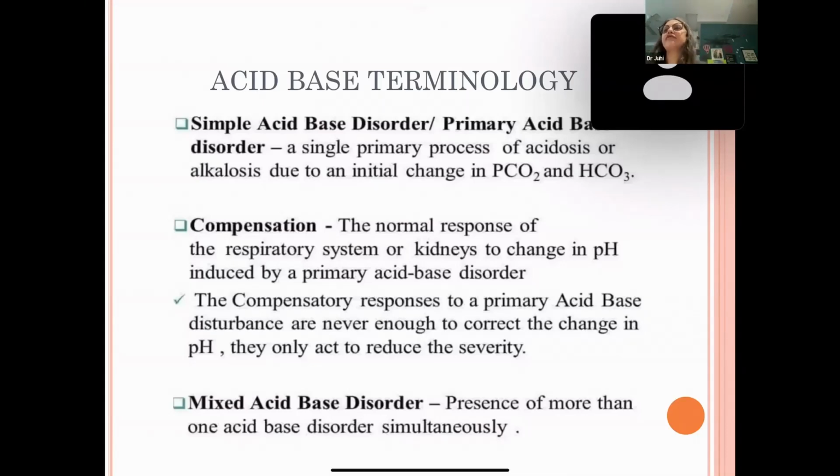Remember, I've told you in the first slide that if the CO2 or bicarbonate value changes, the body tries to compensate to move the other value in the same direction to maintain a certain ratio. Otherwise, our pH will not be maintained. So this is the meaning of compensation. What do you mean by mixed acid base disorder? As the name suggests, there is more than one acid base disorder occurring simultaneously.